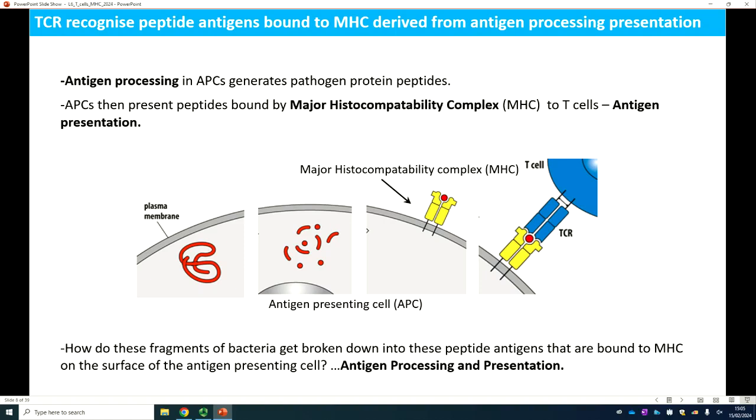But how exactly do these fragments of bacteria get processed into peptides and then presented on MHC? This is through the whole antigen processing and presentation pathway that we'll start to touch on today and move on to over the next few lectures.